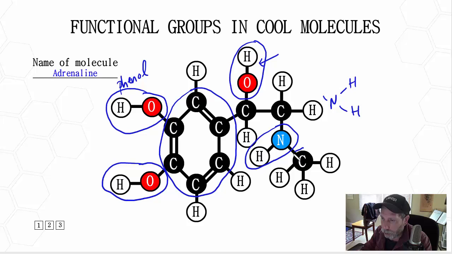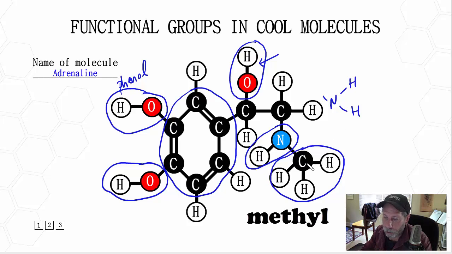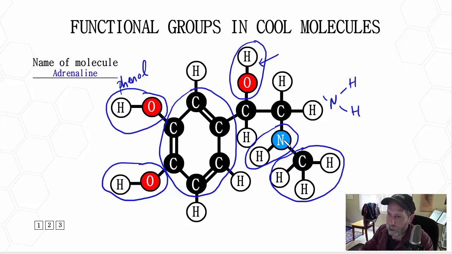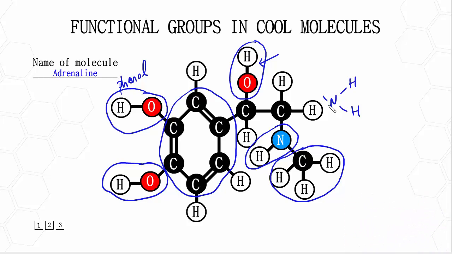Now, I will circle this CH3 here. This is not one of the more important functional groups, but this is a methyl group. All right, it is not part of another functional group, and so on its own, it's a methyl group. So that's adrenaline with 1, 2, 3, 4, 5, 6 functional groups in total in the molecule. Some of them, of course, are repeats. All right, so a little bit of quick review of functional groups.